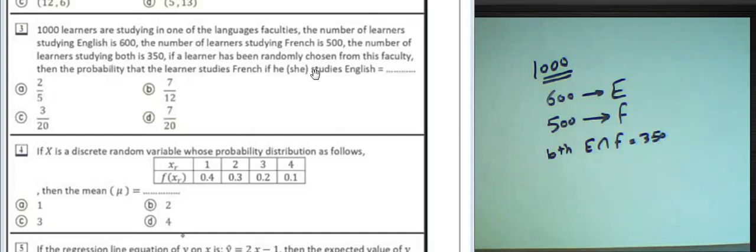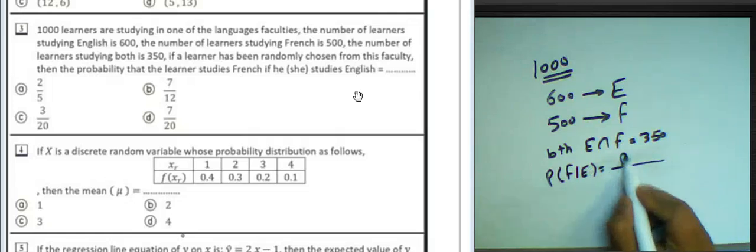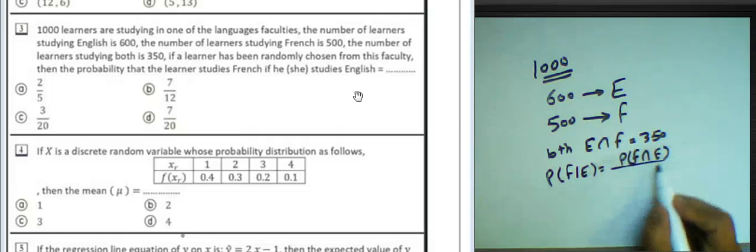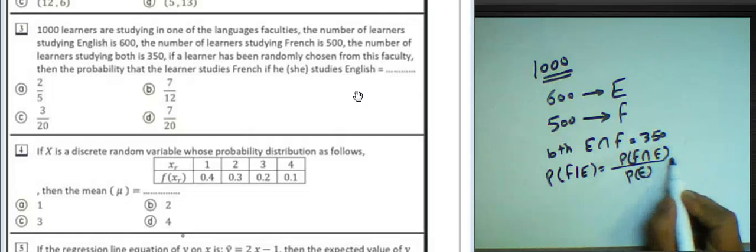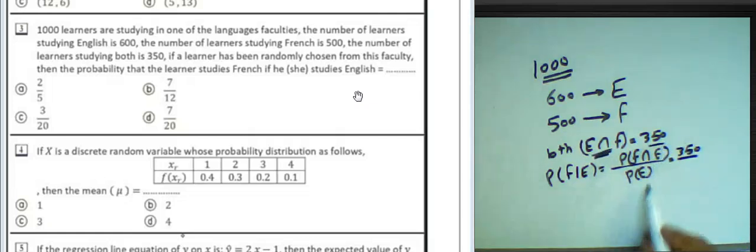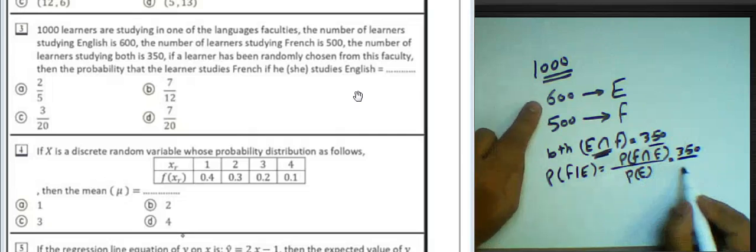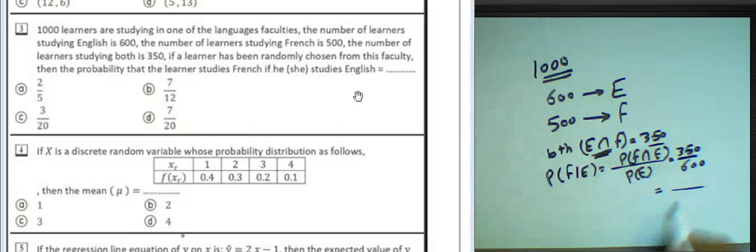If a learner has been randomly chosen from this faculty, then the probability that the learner studies French if she studies English. Okay, again, probability about French if she studied English. The probability of the intersection over probability of E. Intersection here 350 over probability of E here equals 600. The result will be 7 over 12.